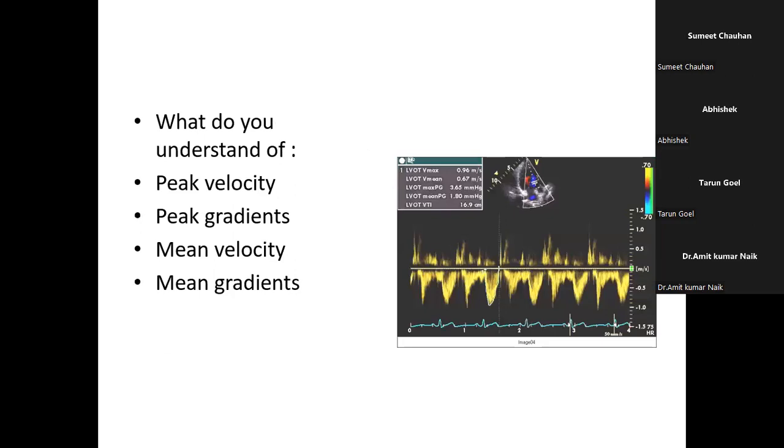What do you understand by peak velocity, peak gradient, mean velocity, mean gradient? So peak velocity is the maximum velocity at the valve. Mean velocity is the average of various velocities, and similarly peak gradient is the maximum gradient which is obtained, and mean gradient is the average of multiple gradients. All right, thank you. We move on to the next topic.